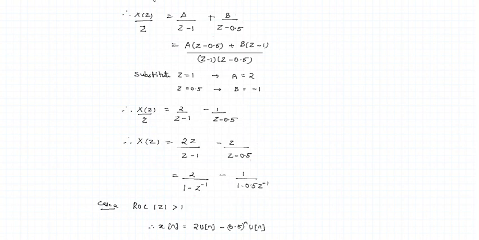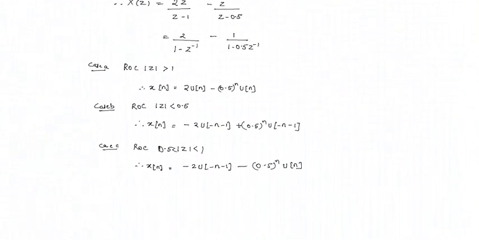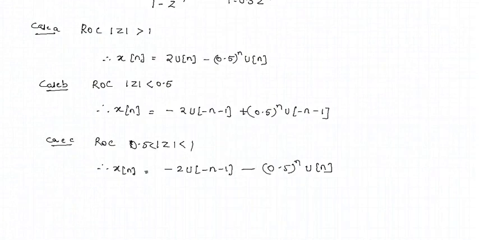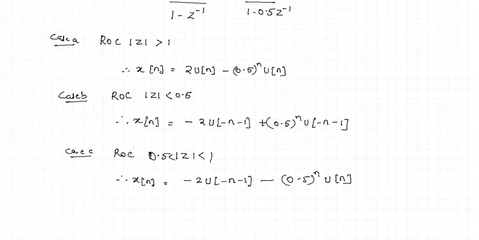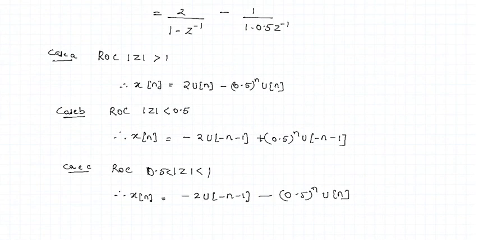Now we will evaluate this given system for 3 conditions on ROC. So let us first think about what will be the effect if we take ROC to be greater than 1. What will be the effect on the Z transform, and what will be the effect on the time domain signal? Whether this part represents a right-handed part or a left-handed part will be decided by what ROC we take.